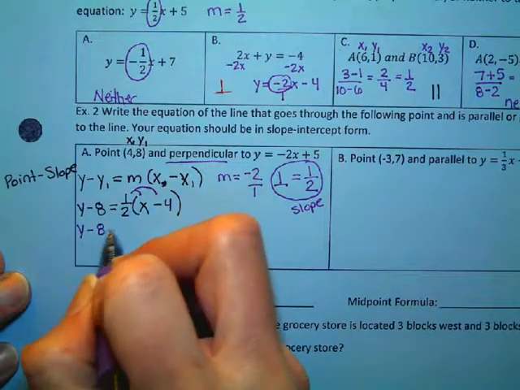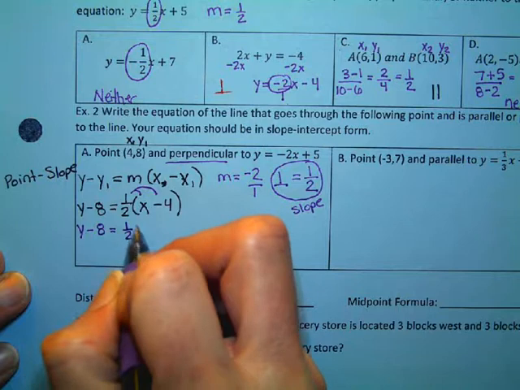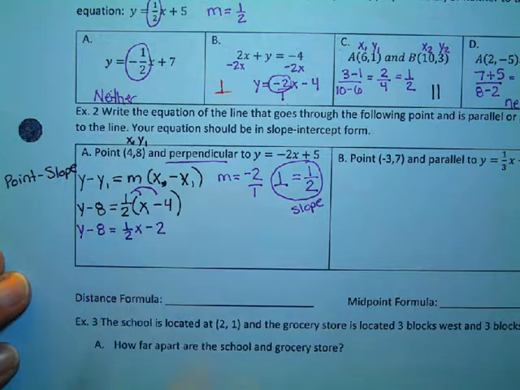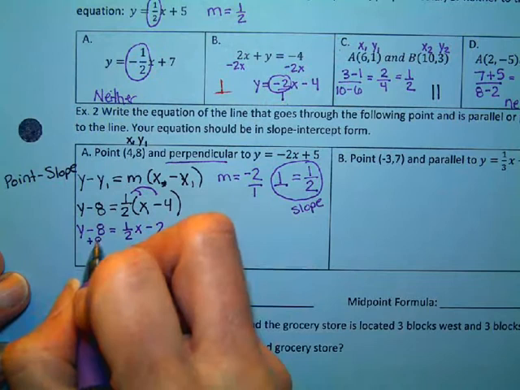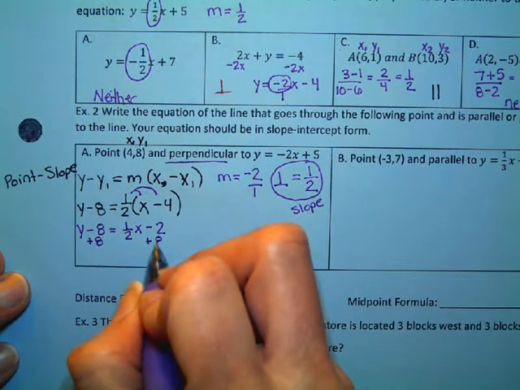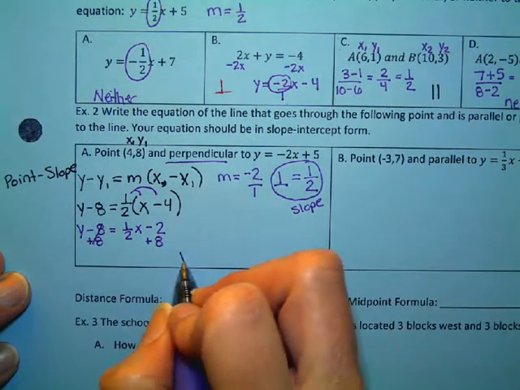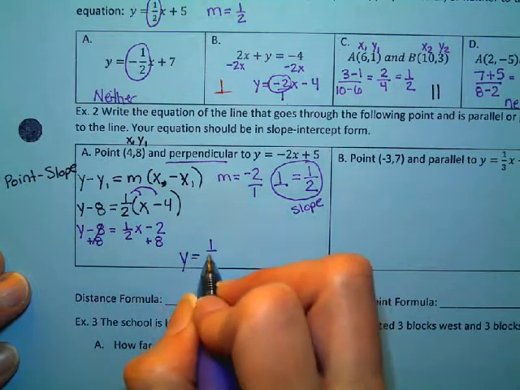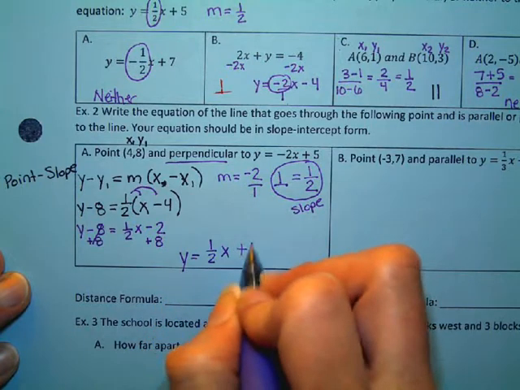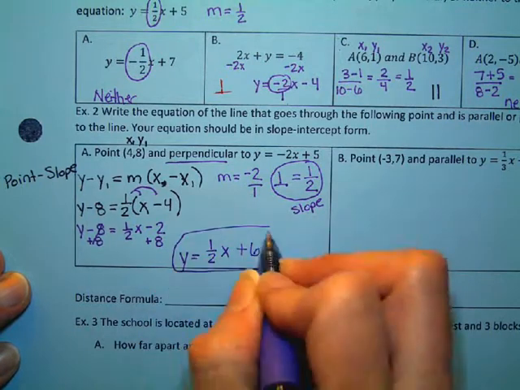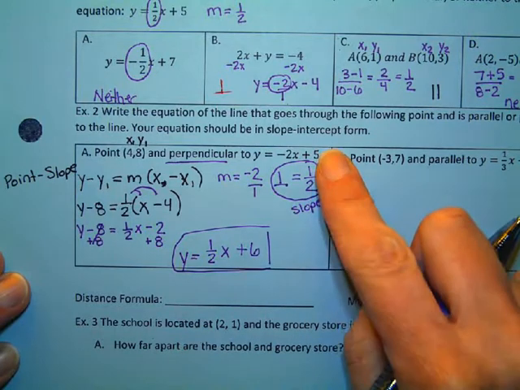Equals 1/2 x minus 2. And then I need to add 8 to the other side to get y by itself, because they want the answer in slope-intercept form. So y equals 1/2 x plus 6. This line is perpendicular to that line if it goes through that point.